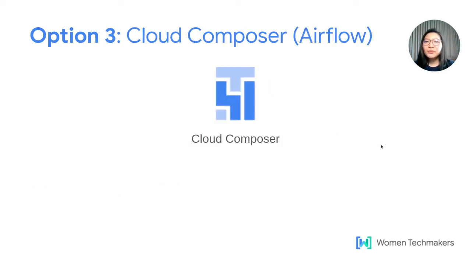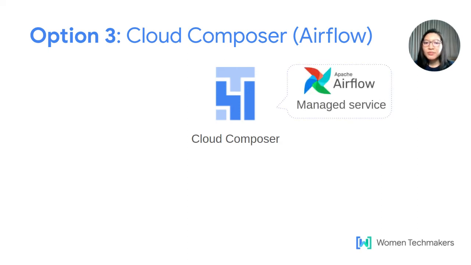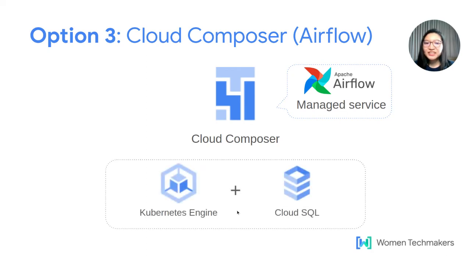And the third option is Google Cloud Composer, which is the managed service of Apache Airflow. Behind the scenes, Google Cloud Composer uses Kubernetes Engine and Cloud SQL to make it scalable and reliable. The benefit of option 3 is it's easier to maintain. You can ensure that Apache Airflow is installed with best practices, and you don't need to manage anything with that since it is a managed service.